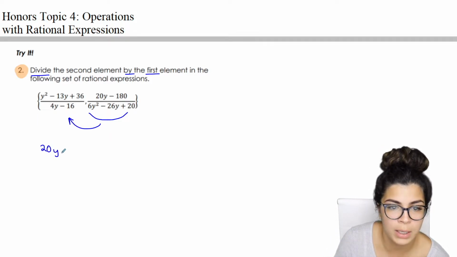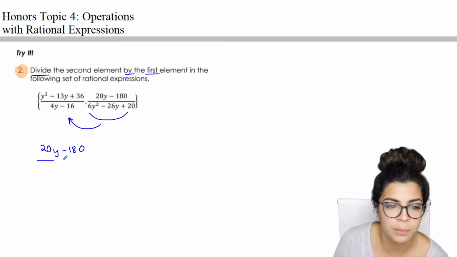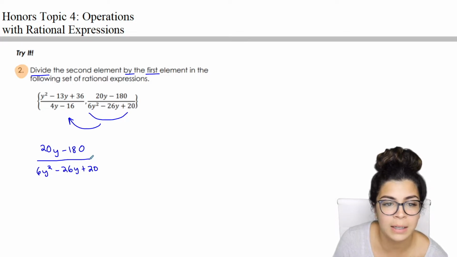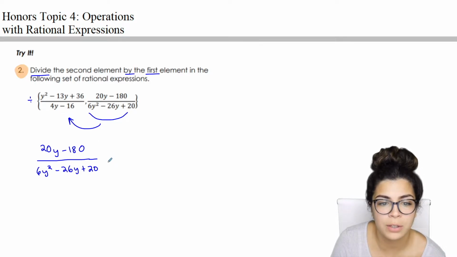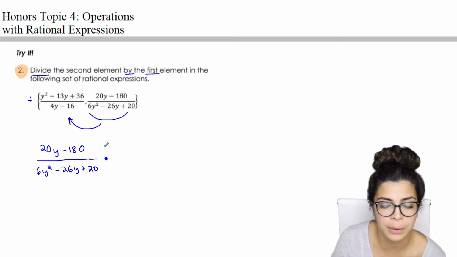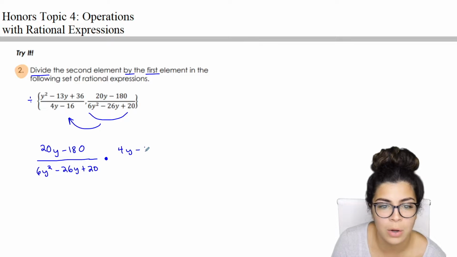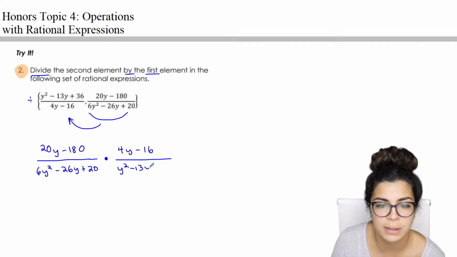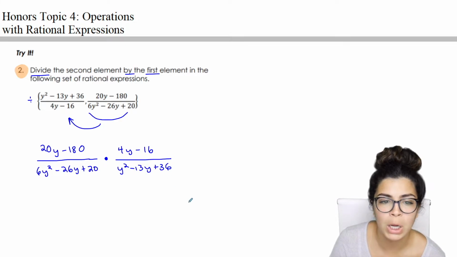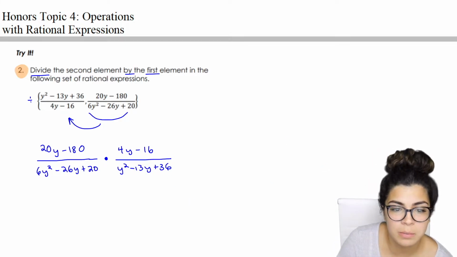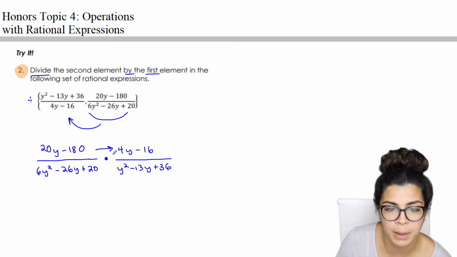20y minus 180 over 6y squared minus 26y plus 20. And then I'm dividing this one. So essentially, I will change that to multiplication and flip this over. So it'll be multiplying 4y minus 16 over y squared minus 13y plus 36. Okay. So let's go in, and since this is multiplying, it'll just be top times top over bottom times bottom.